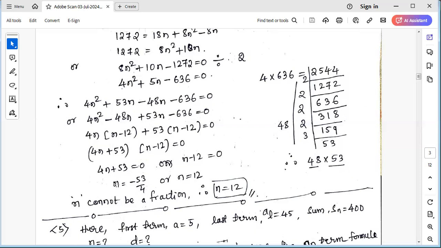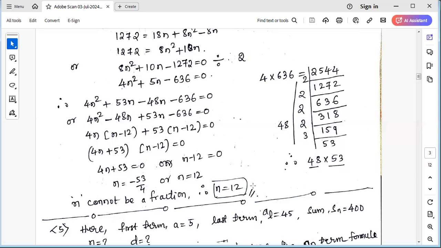So from this, you will get n is equal to minus 53 by 4 because you will take this 53 to RHS. It becomes minus 53, then divided by 4. And here you take this minus 12 to RHS, it becomes 12. So here we have the two values of n. One is minus 53 by 4, another one is 12. As you know that this n cannot be a fraction, so the required value of n is 12.